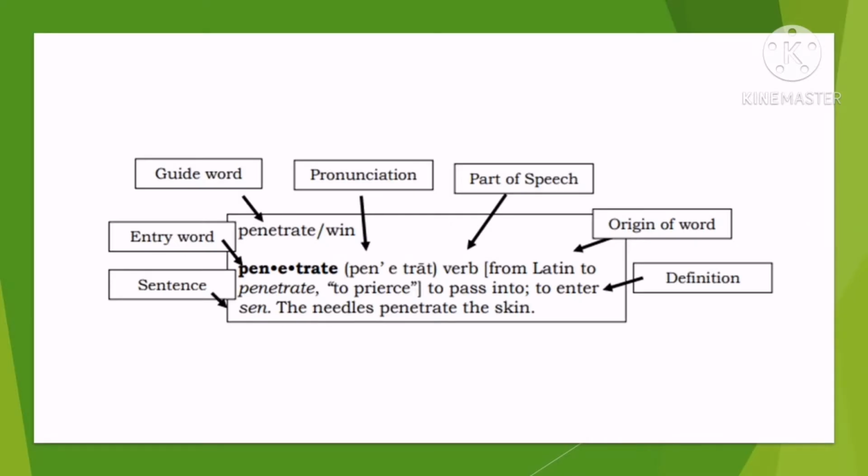Now let's go to an example. We have the entry word penetrate, and the guide words, the pronunciation guide, and a part of speech, which is a verb. So penetrate is used as a verb, and the origin of the word is Latin. And we have the definition: it means to pass into or to enter.